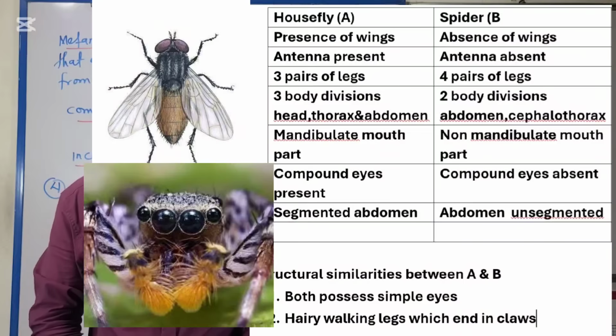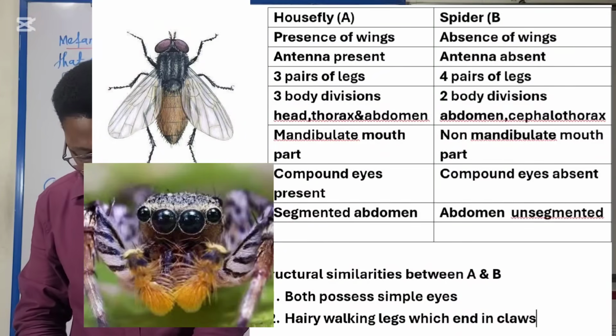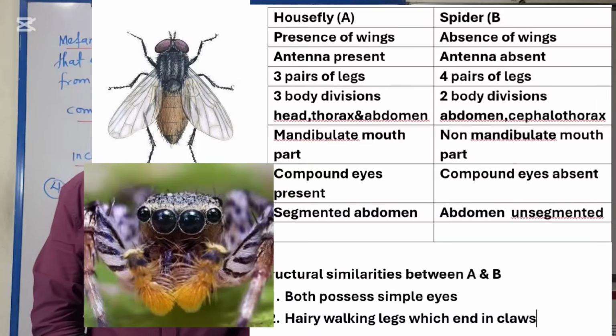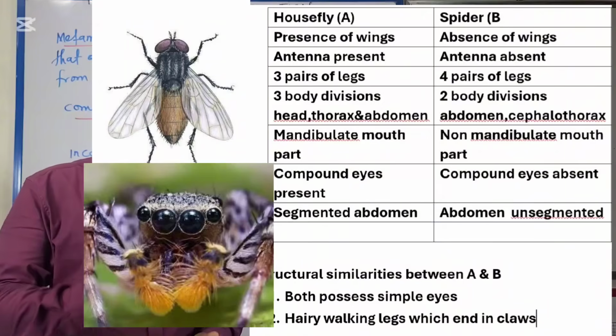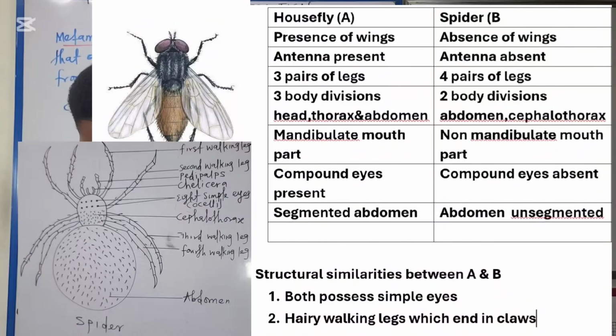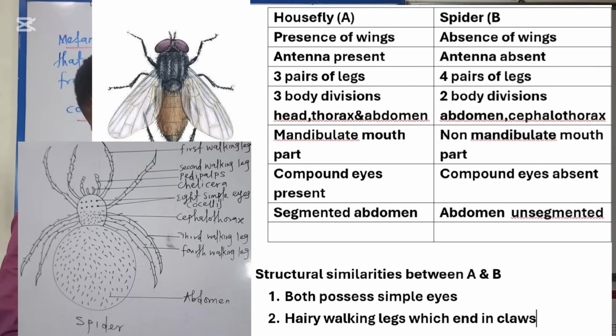The housefly has compound eyes present. For the spider, compound eyes absent. 7. Abdomen is segmented for the housefly. The abdomen is divided into repetitive segments, but for the spider, the abdomen is not segmented. It is just a big oval abdomen. So that's just about 7 differences, structural differences. That's differences in the structure of A and B that you can see. So that ends question number 5.